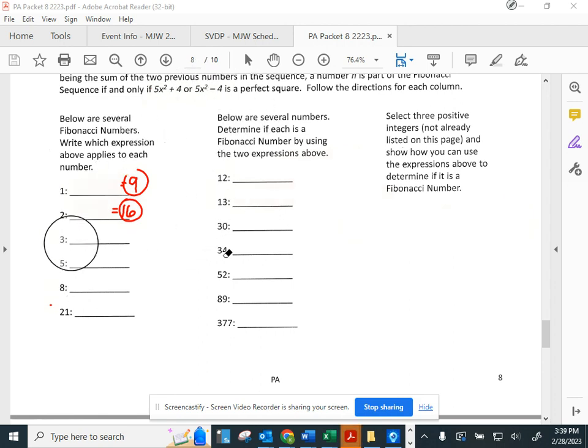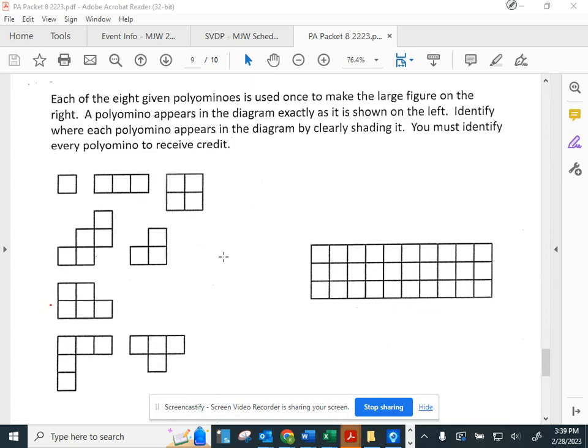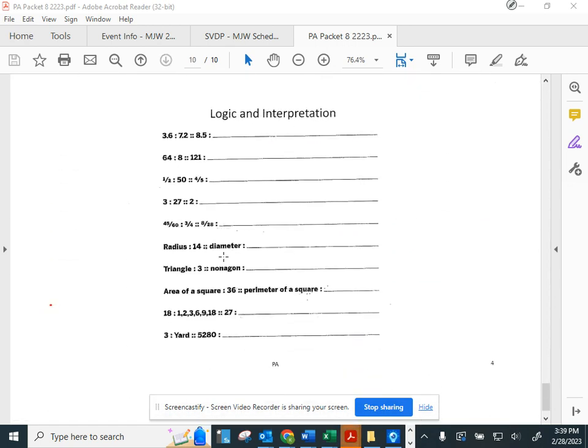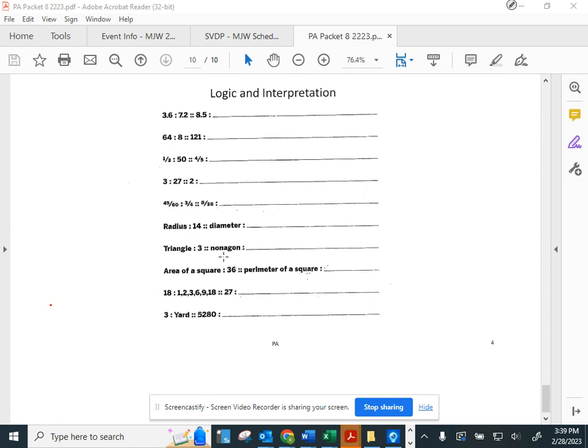Let's look at our next page. It is our polynomial page. We know how to do those. And the last page is a logic page. So let's look at how we solve these logic pages. What you're going to do is you're going to get the first section, you're going to have to see what we did, try to figure out how we manipulated the numbers, and you're going to want to manipulate the numbers on the other side in the same way.